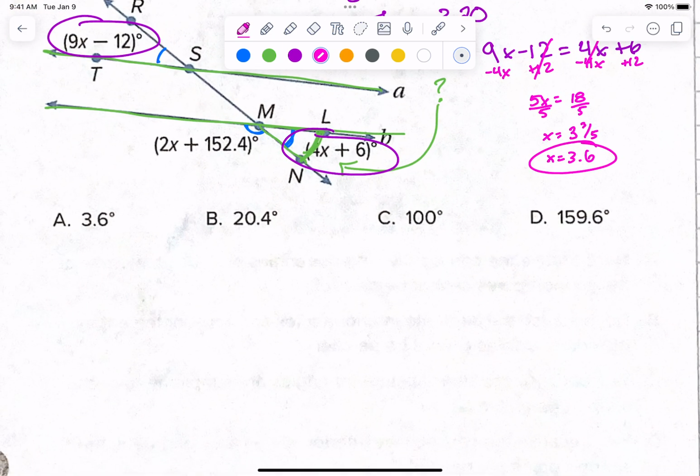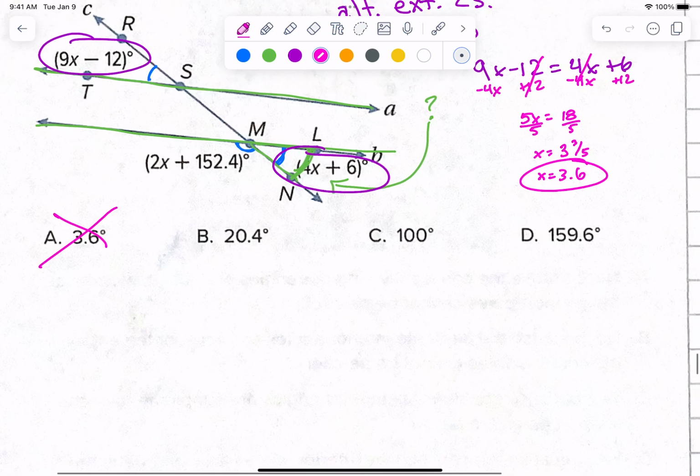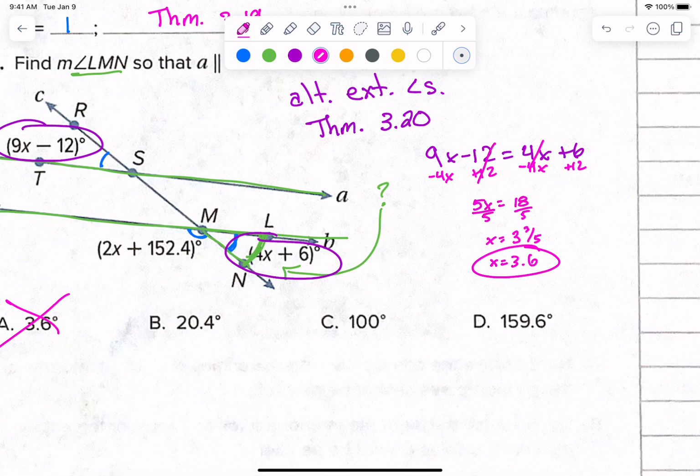3.6 is an answer, but it's not the right answer. You see what they do to you? They're awful. You get that question on the ACT, your brain automatically goes to, oh, the answer is A, and you circle it and you move on. Even though you did all the steps right, exactly the way you were supposed to, you didn't finish the problem, but they tried to trick you into putting that as the answer. No. So what do you got to do now?